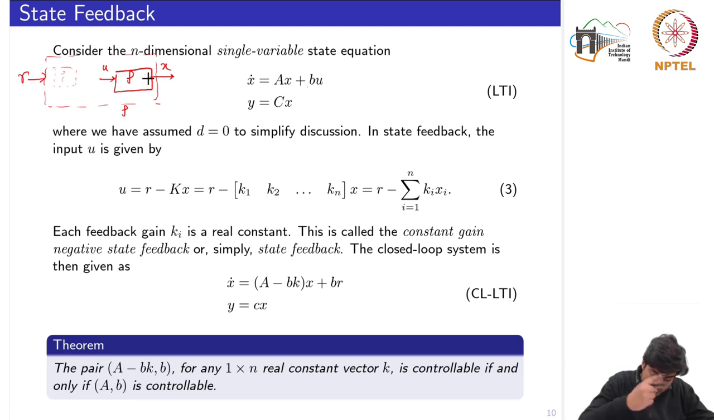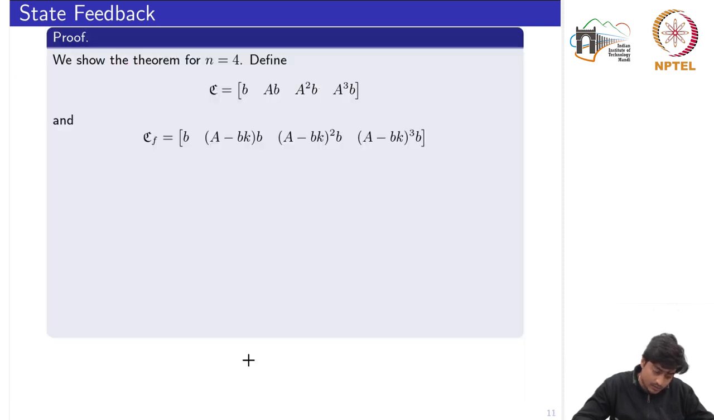Okay, in this way we can see the significance of this theorem, but we can also see the formal proof of this statement. So we'll show this theorem by considering a 4-dimensional system where n is equal to 4. We define the controllability matrix [B, AB, A²B, A³B].